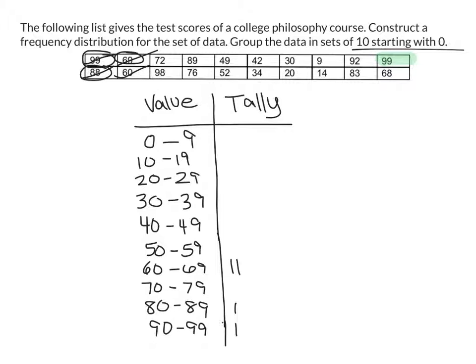I have 60, I'll cross that off. 72 goes in that group. 98 goes in the last group. 89 goes in this group. 76 goes in this group. 49 will be up here. 52, 42, 34, 30, 20, 9, 14, 92, 83, 99, and 68.